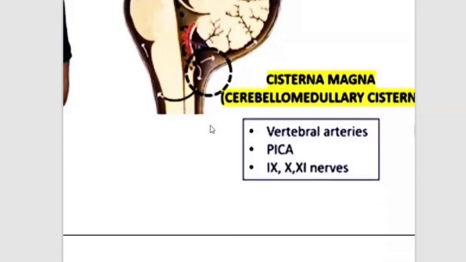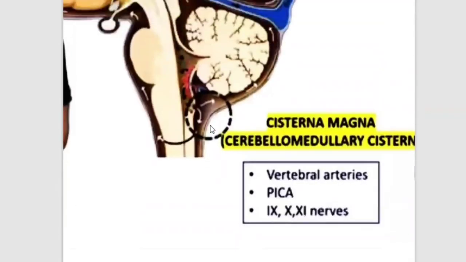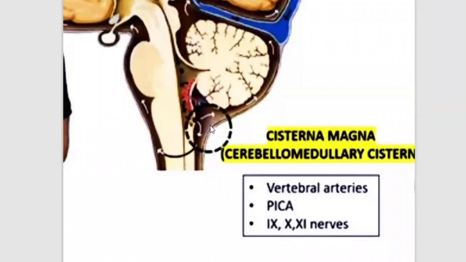We can also remember these nerves by their relation, since it is the location behind the medulla oblongata. The 9th, 10th, 11th, and 12th nerves are related to the medulla oblongata. So you can remember it as 9, 10, and 11. And PICA, as we have already told, is present beneath the inferior cerebellum. The inferior part of the cerebellum is supplied by PICA.